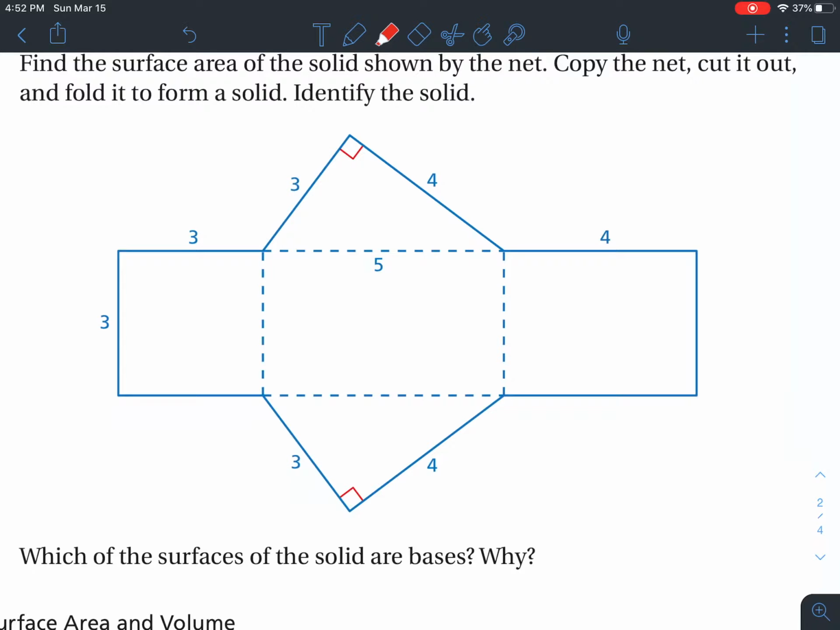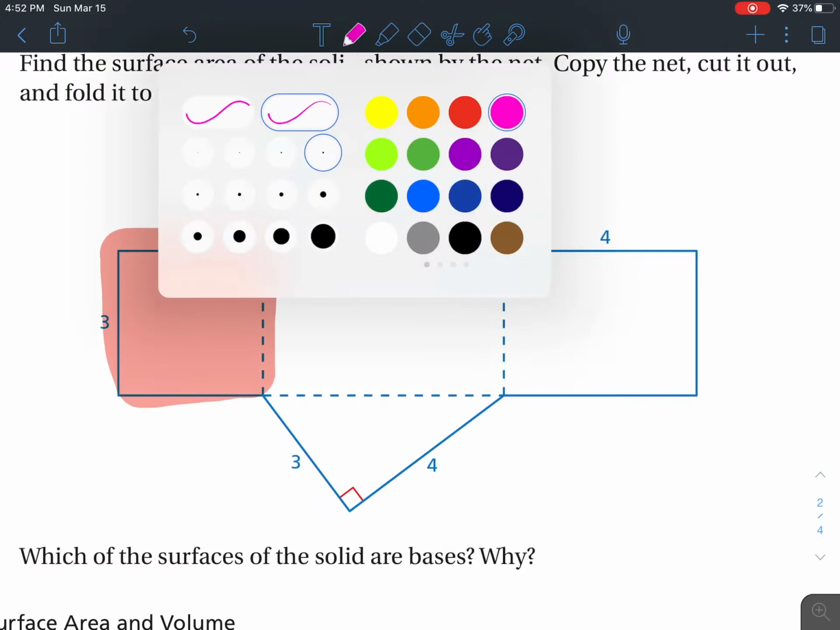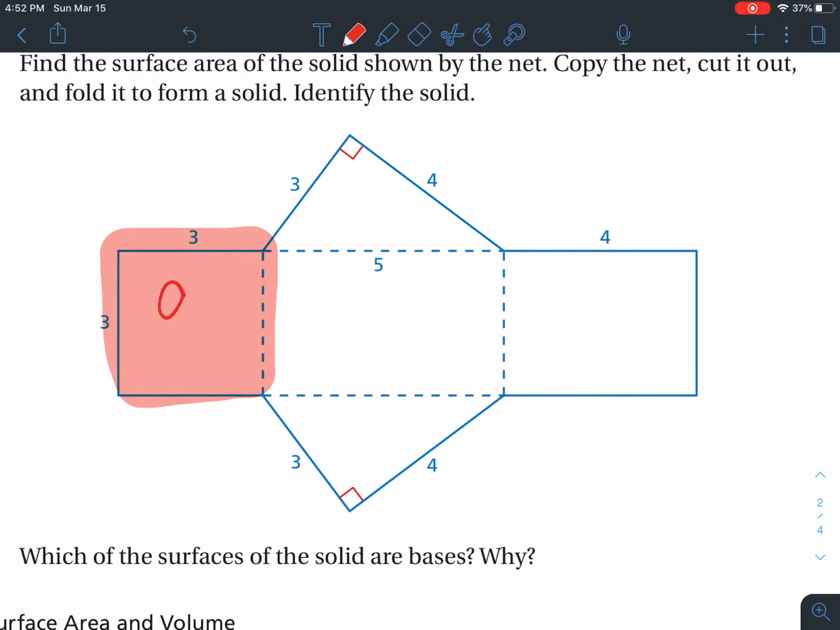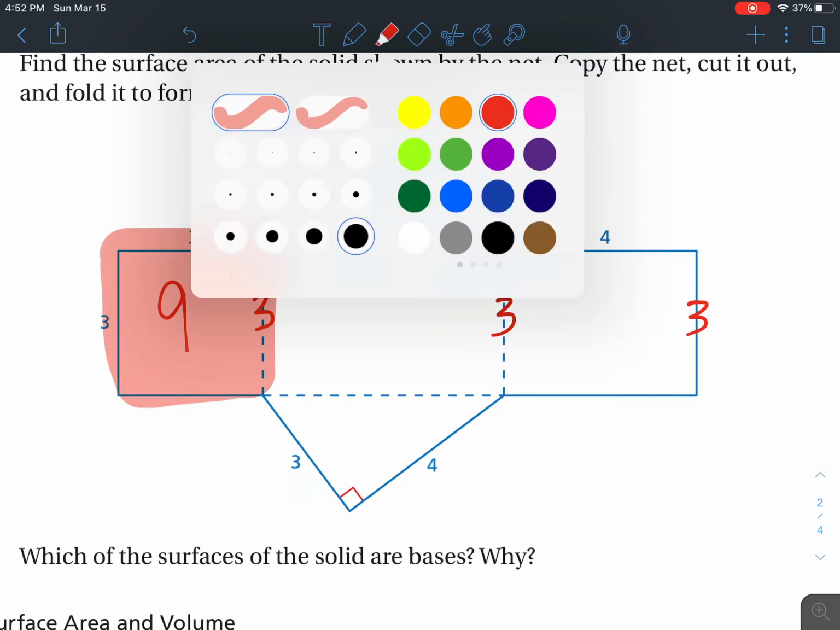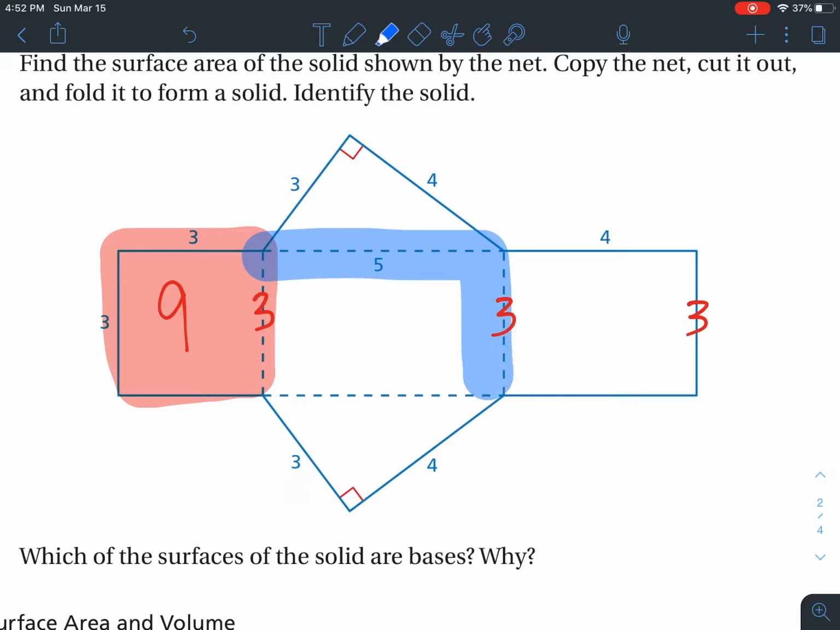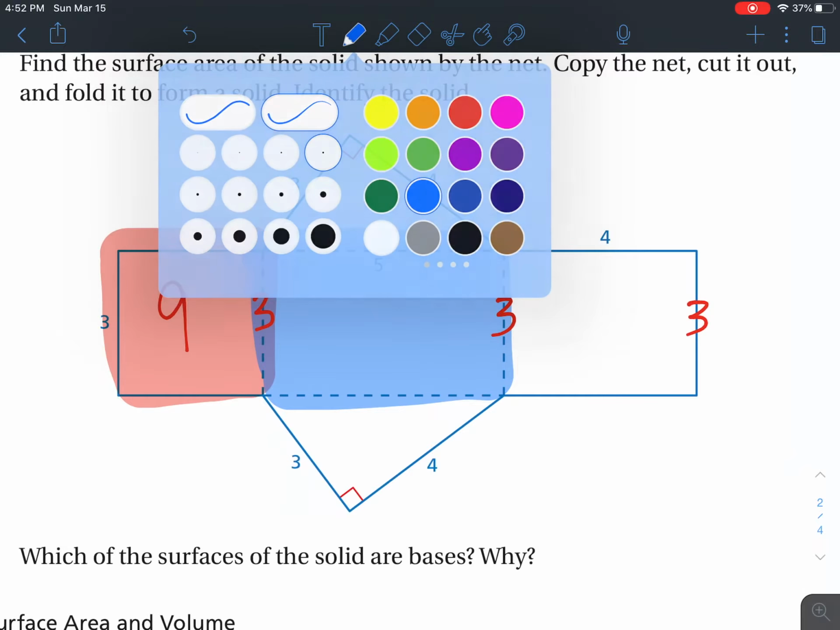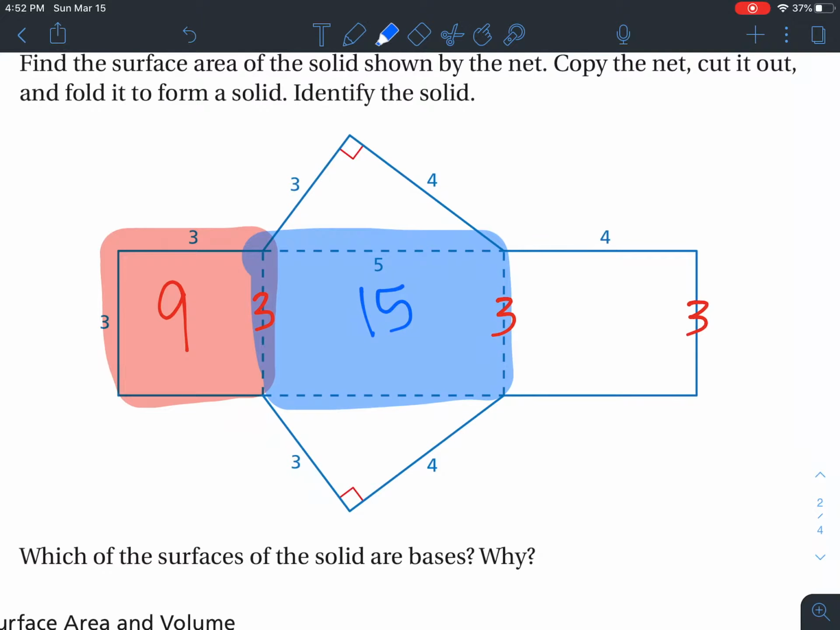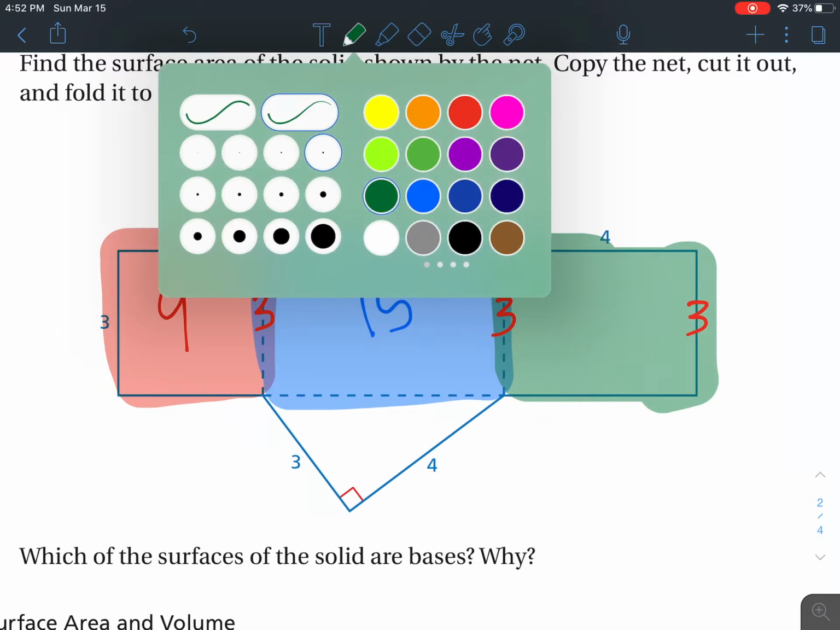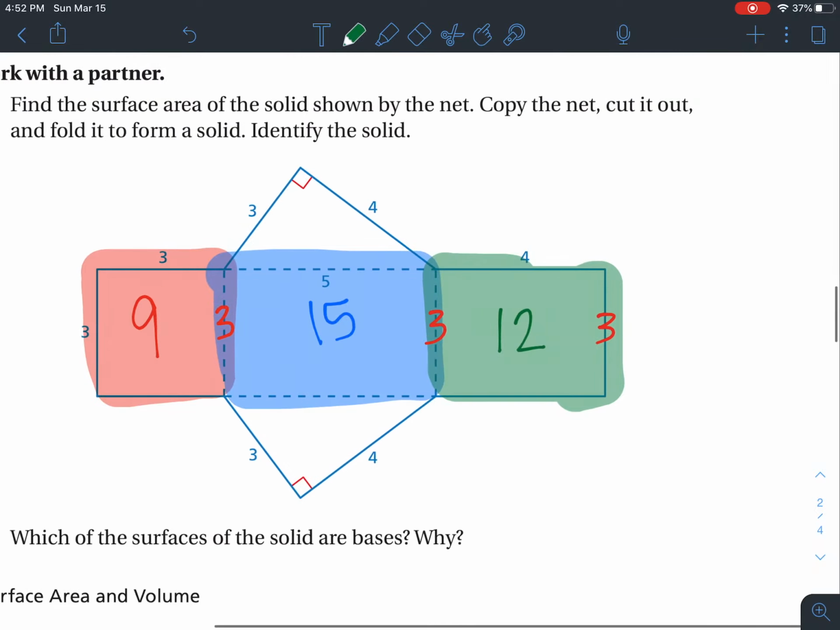So for this one, it's a triangular prism, so it doesn't really have doubles. So for that box, 3 times 3, the area of that one would be 9. Keep in mind, these all the way along here are all 3. For this middle rectangle, that would be 3 by 5, so 3 times 5 gives us 15. And then for this last rectangle would be 4 by 3, so 4 times 3 gives us 12.